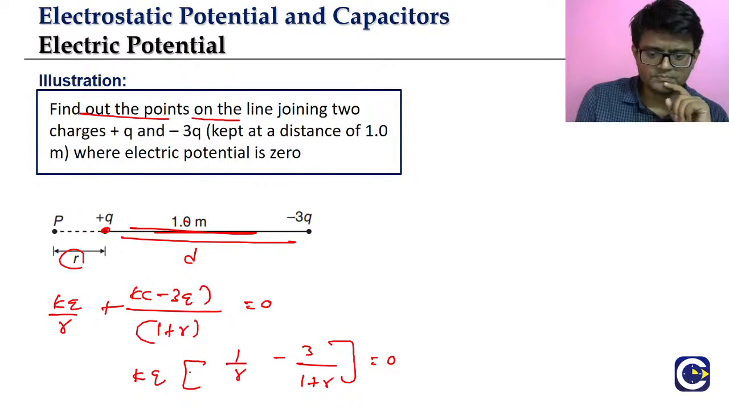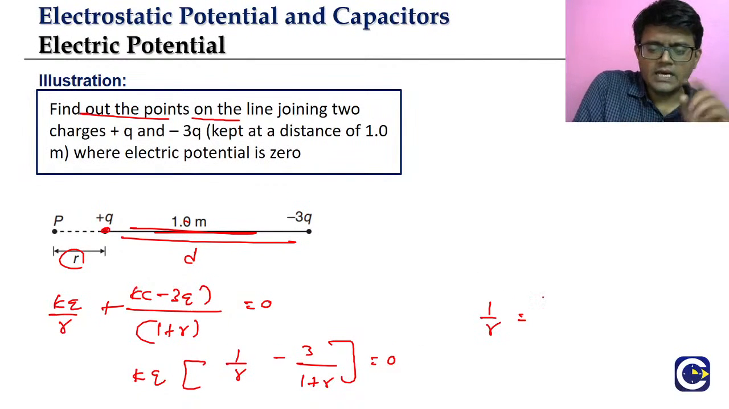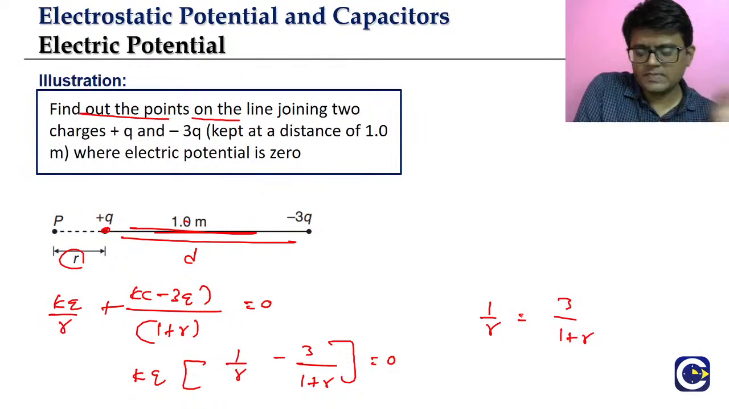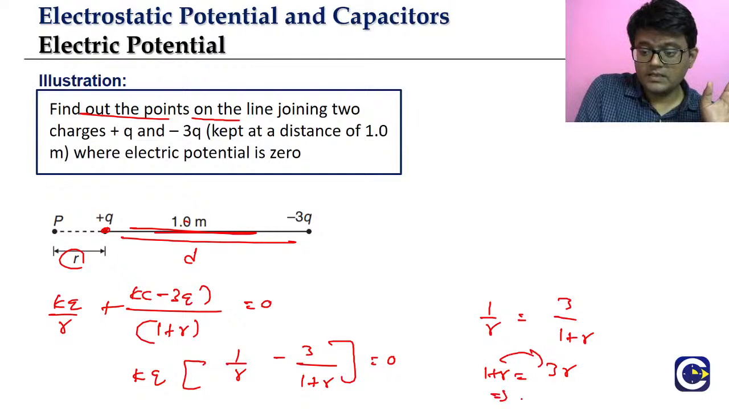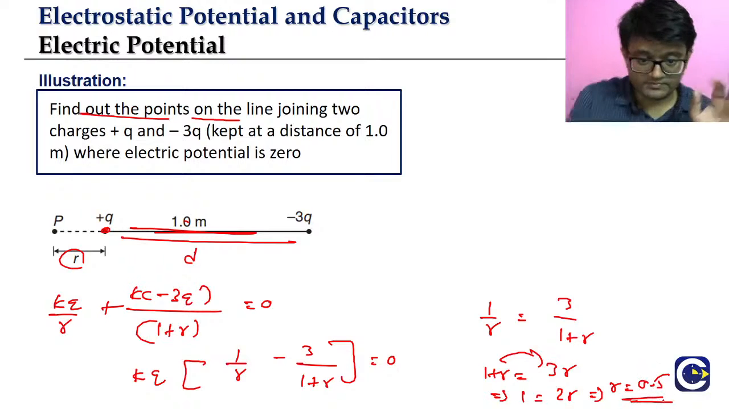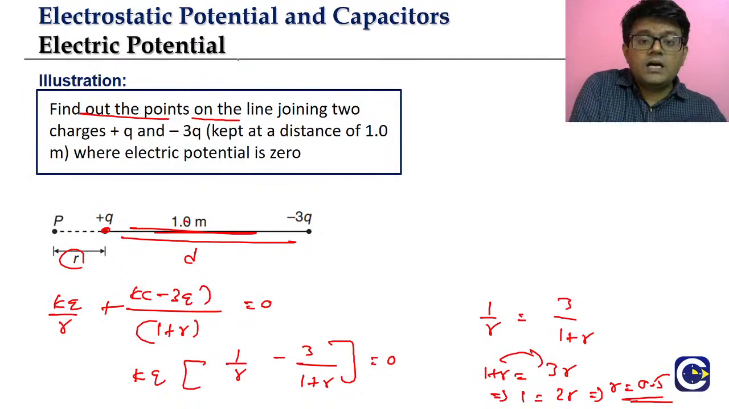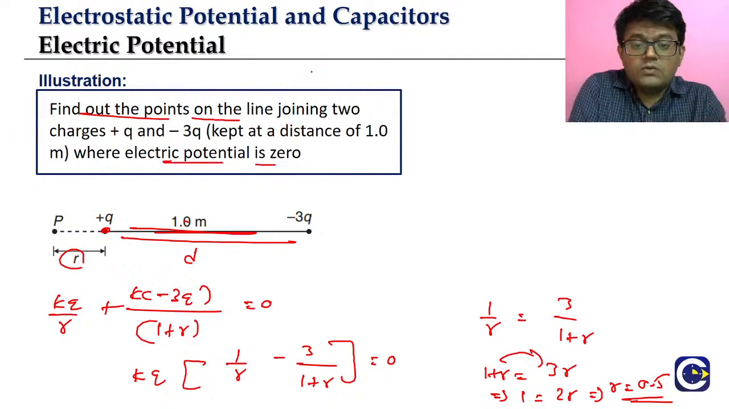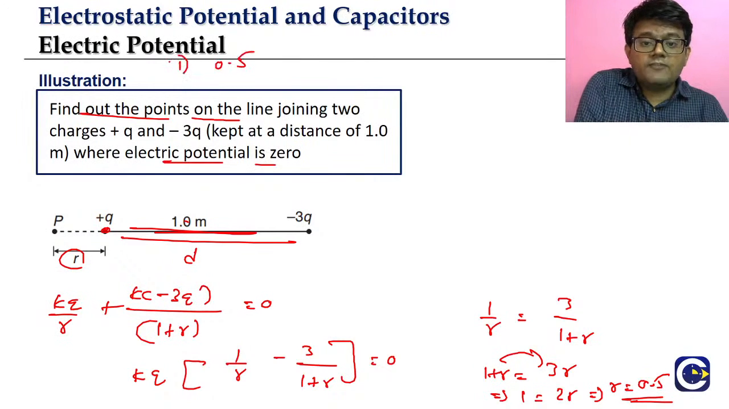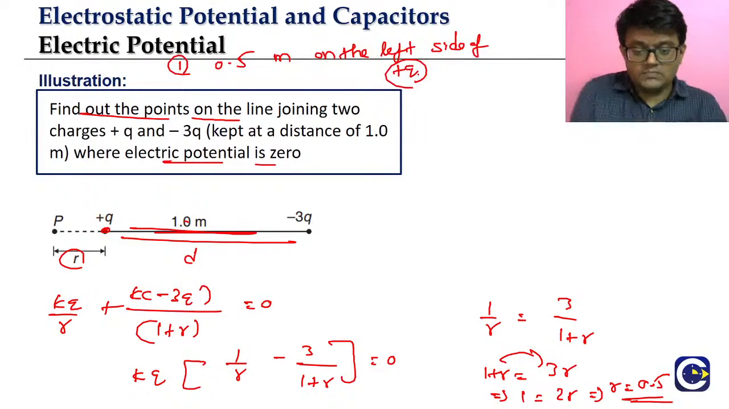Taking it out, we get 1 by r minus 3 by 1 plus r. This should be 0. Means 1 by r should be equal to 3 by 1 plus r. Cross multiplying, 1 plus r should be equal to 3r. So 1 is equal to 2r, and r will be 0.5. The value of r is 0.5. So we'll have a point where the potential is 0, which is the first point, 0.5 meters on the left side of plus q. On the left side of plus q we have a point. What is the distance of the point?